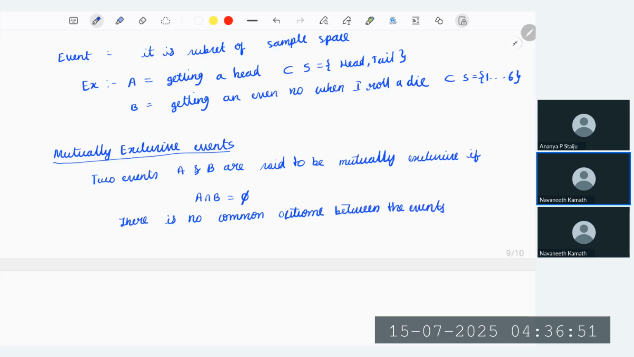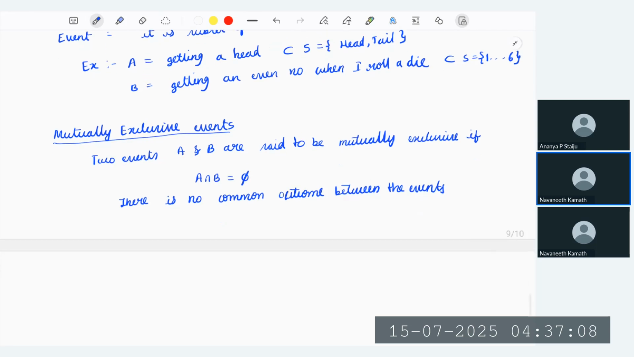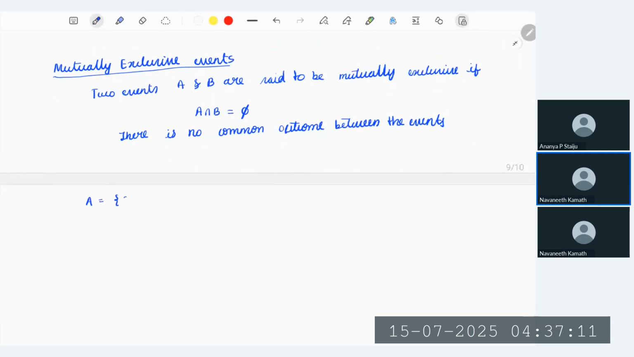For example, getting an even number when I roll a die is the first event you can consider, and the second event might be getting an odd number when I roll a die. If you see the common part between those two, it will be a null set. There will be no common part. For example, A is the set of all even outcomes of a die, and the second is the set of all odd outcomes of a die.